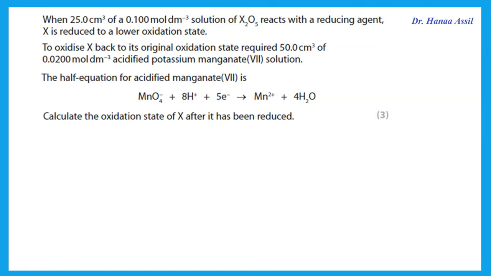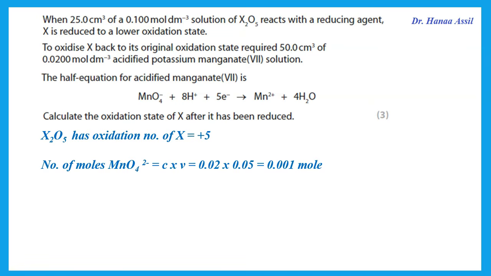So, we're starting with X2O5. We have a certain concentration and volume. In X2O5, you know that each oxygen has an oxidation state of -2, that means -10, and that means each of the X is plus 5. So we know that we're starting with X plus 5. Now, it reacted with a reducing agent and it was reduced to a certain oxidation state which we don't know. In order to determine what the oxidation state was after reduction, we reoxidized it again with the potassium permanganate.